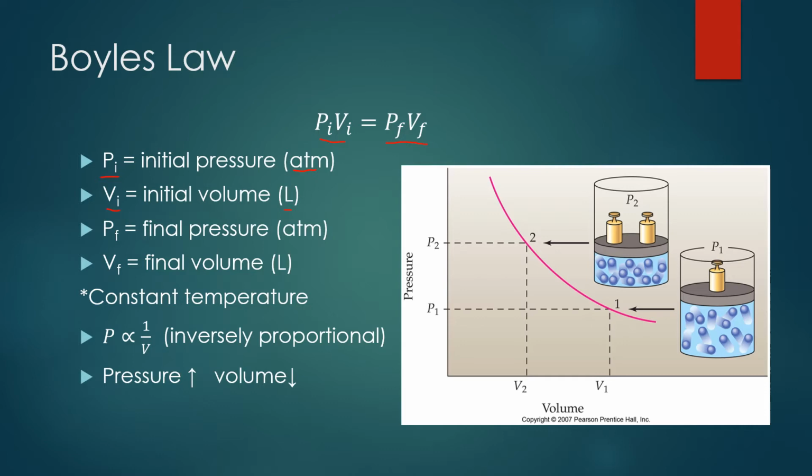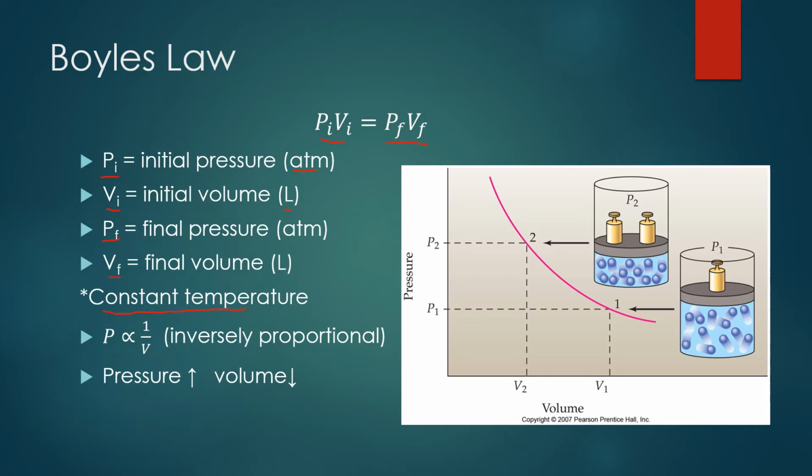Oftentimes you'll see this equation with P1V1 instead of PiVi. It means the same thing. The other side of the equation has our final pressure and our final volume. When we're applying Boyle's law, it's under constant temperature. Whenever I say a variable is constant, that means that variable is not needed in the calculation. So since the temperature is constant, we don't need temperature in that equation.